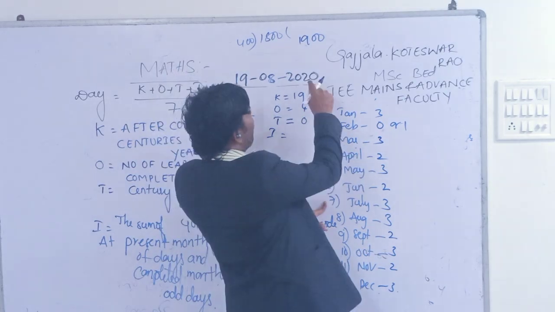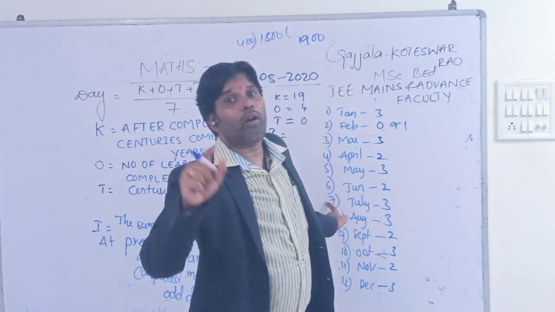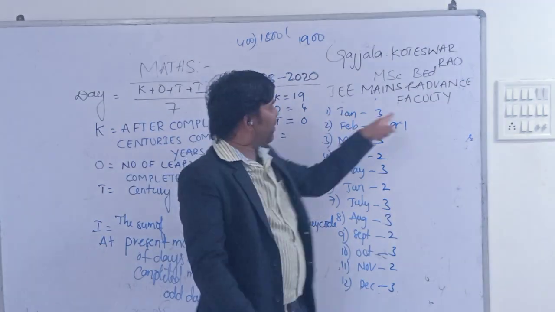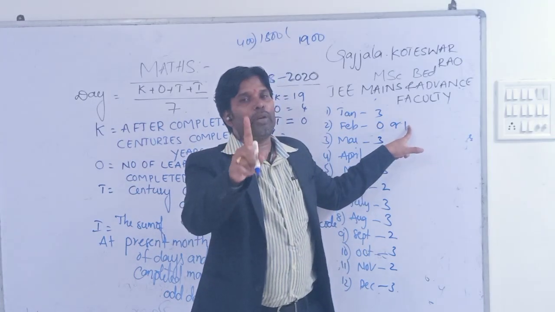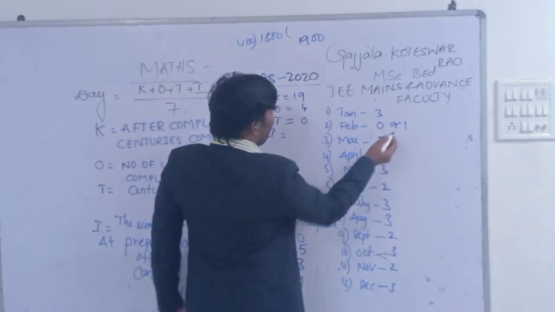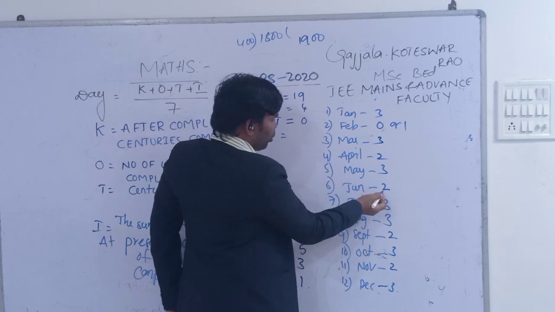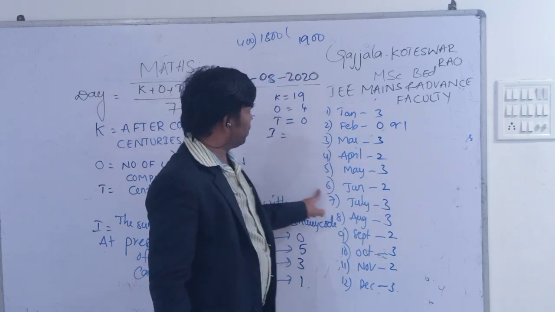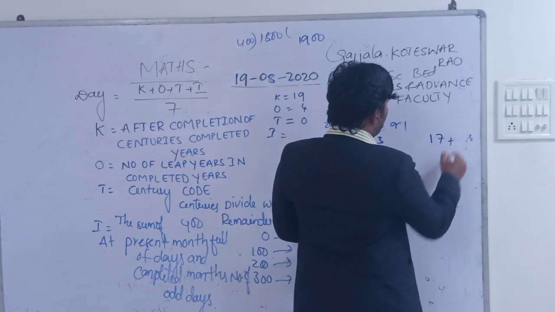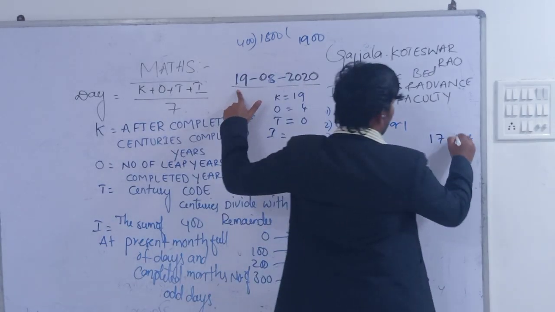And here one more thing you have to keep in mind: whether the present year, 20, is a leap year or not. So 20 is a leap year. That means here we can consider the number of odd days to be 1 for the February month. So now 3 plus 1 is 4, 4 plus 3 is 7, 7 plus 2 is 9, plus 3 is 12, plus 2 is 14, 14 plus 3 is 17. So 17 plus present month 19 days.